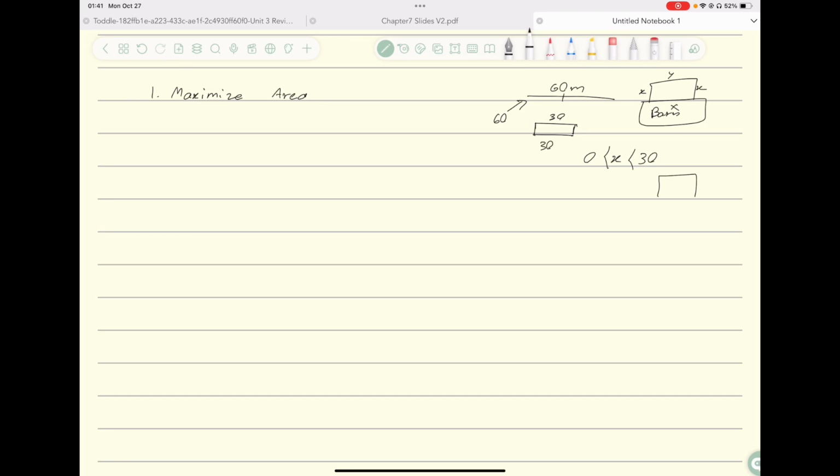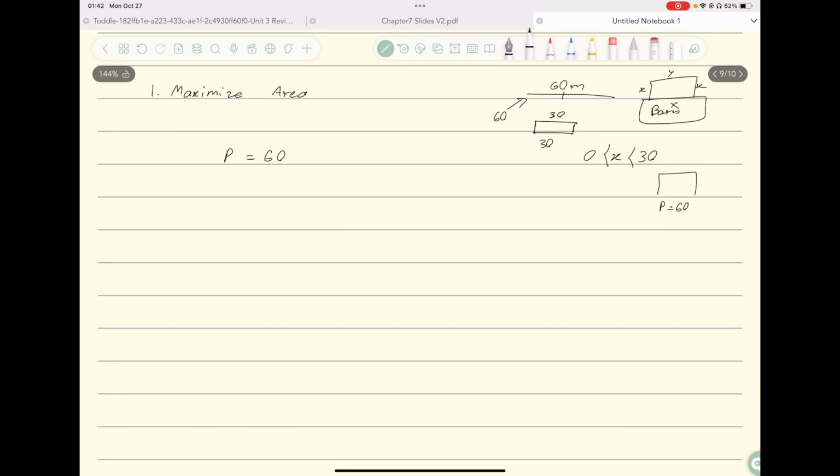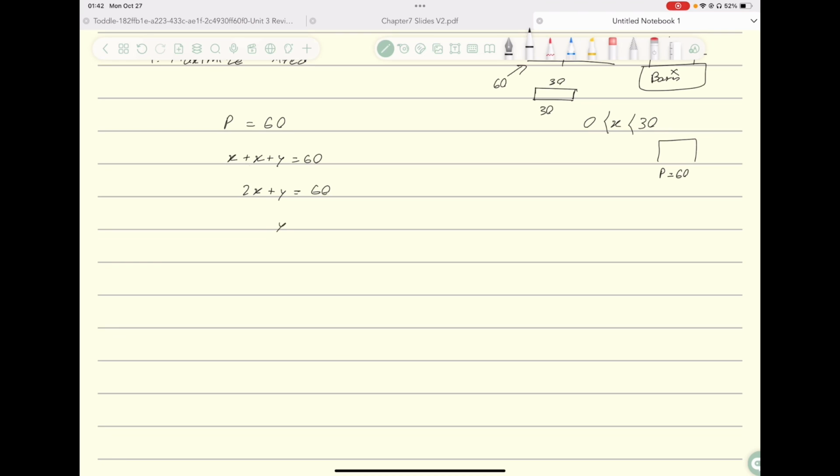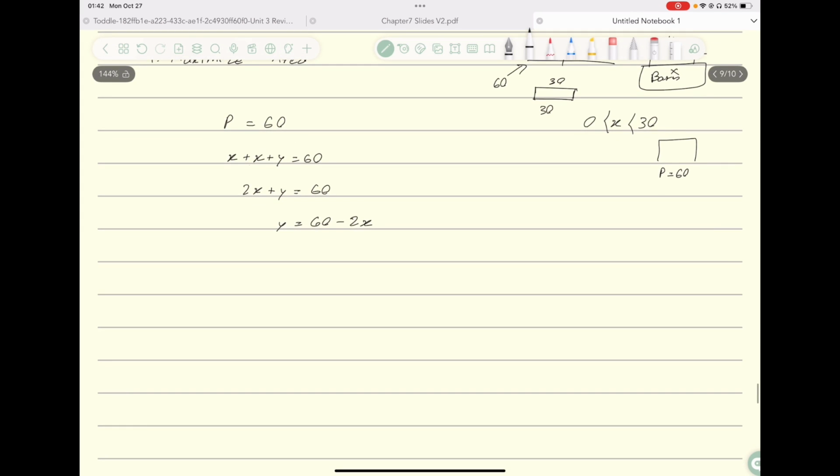and the total perimeter of these 3 sides will be 60. Perimeter is the sum of all the sides, so the sum of all sides will be x plus x plus y equals 60, which is 2x plus y equals 60. And we can solve for y in the other direction, so y is equal to 60 minus 2x.